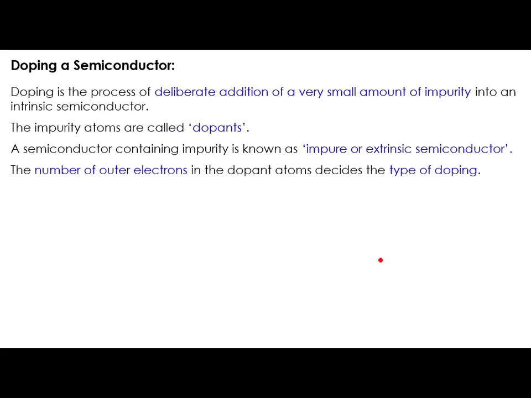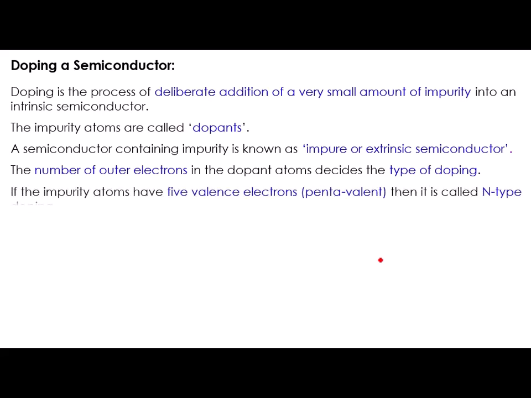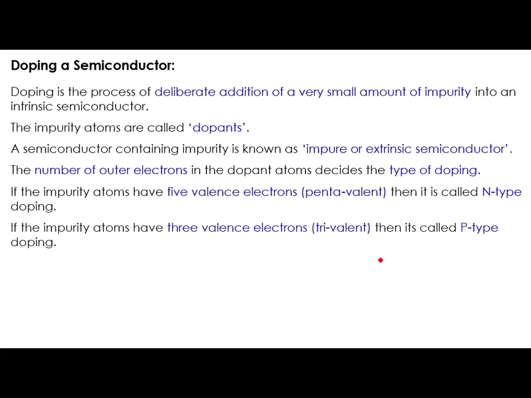Now, the number of outer electrons in the dopant atom decides the type of doping. If the dopant atom has 5 valence electrons, then that type of extrinsic semiconductor or that type of doping is called N type doping. If the number of valence electrons is 3, that means the dopant atom is a trivalent atom, then that type of doping is called P type doping.